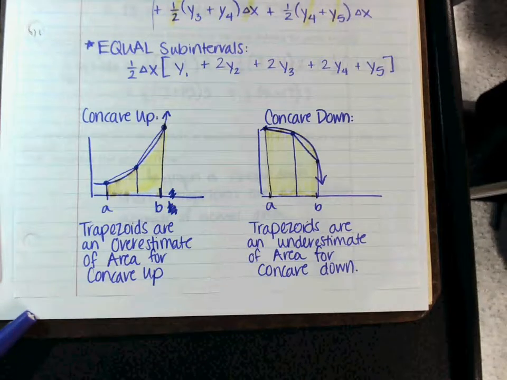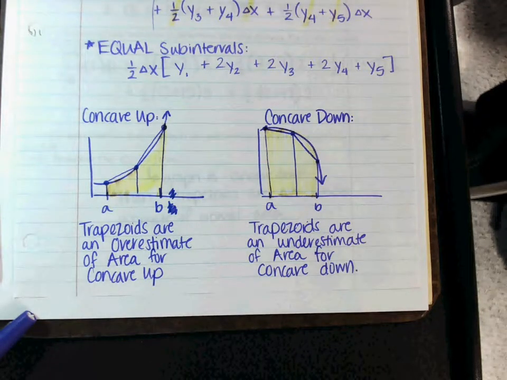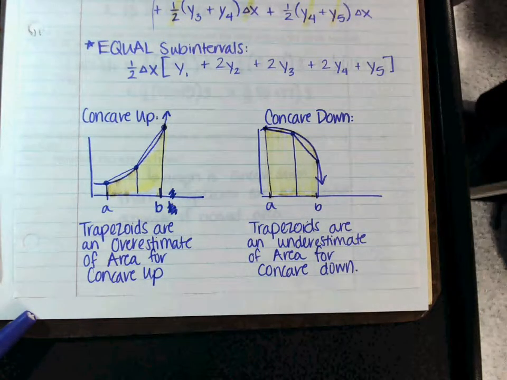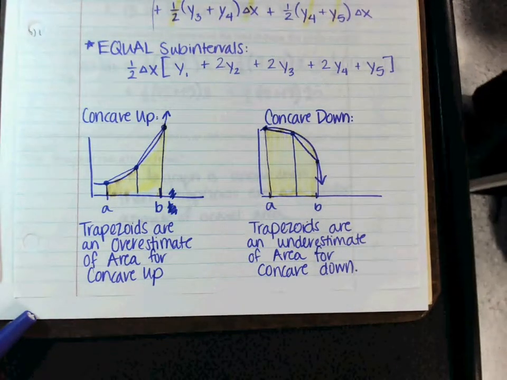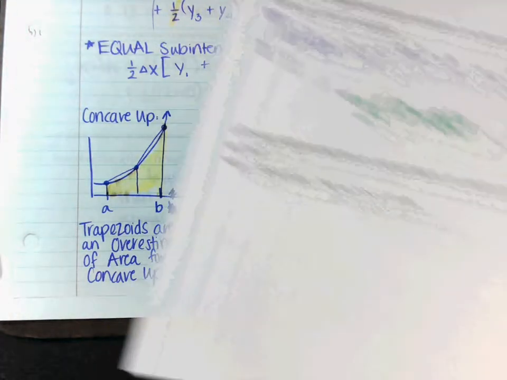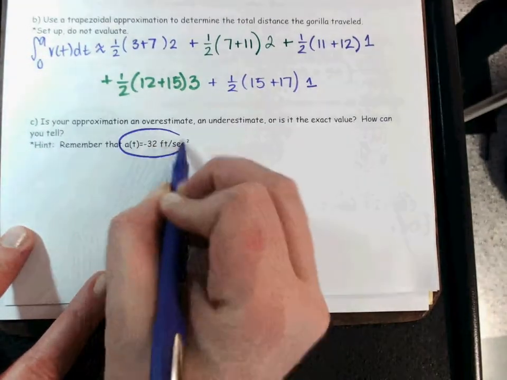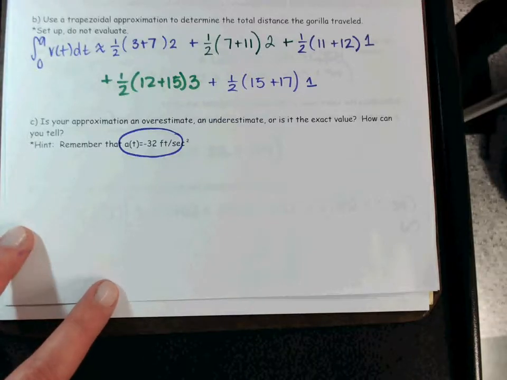So let's take a look, please, at that gorilla question, and we're just going to finish it up. Look at the very last part of that question. It says, part C, is your approximation an over or an underestimate or the exact value? How can you tell? What does it say about acceleration in that question? Acceleration is what? On Earth. It's negative. And if acceleration is negative, what's your concavity?